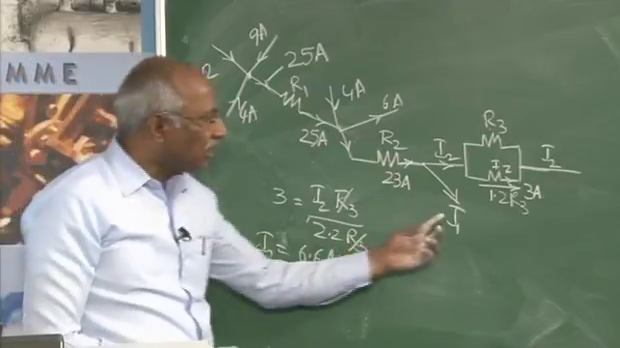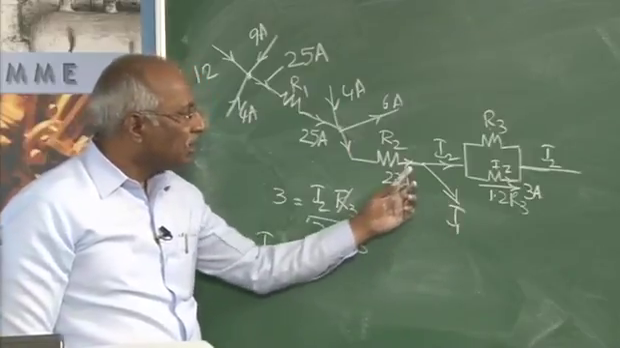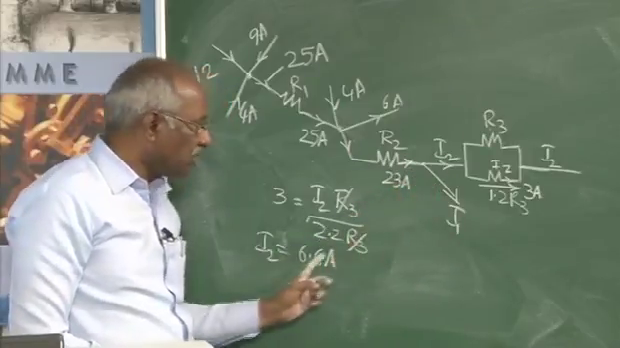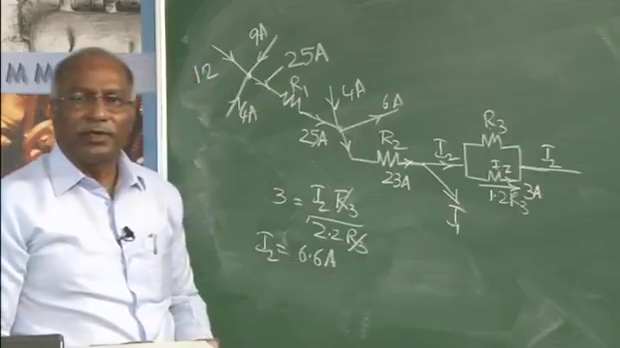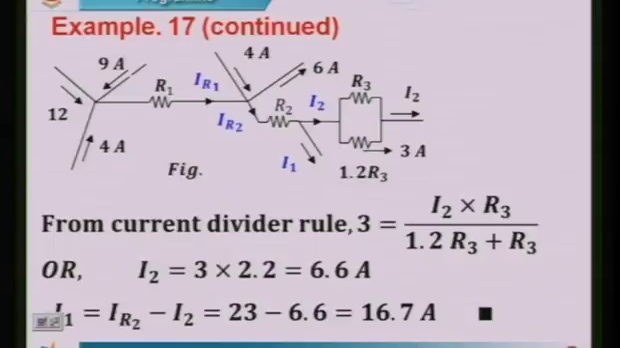Once I get that, I can find out the value of I1. The sum of those two must be 23, so 23 minus 6.6 must give you the value of I1. That is how it can be done. So, 23 minus 6.6 comes to 16.4 amperes.